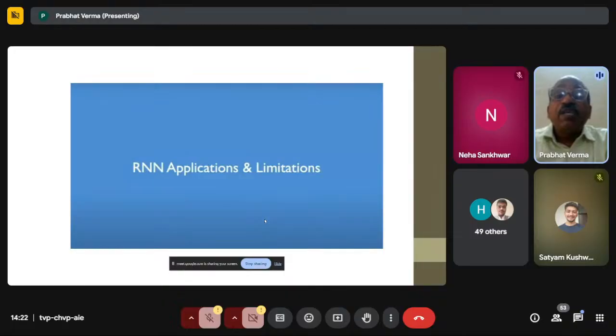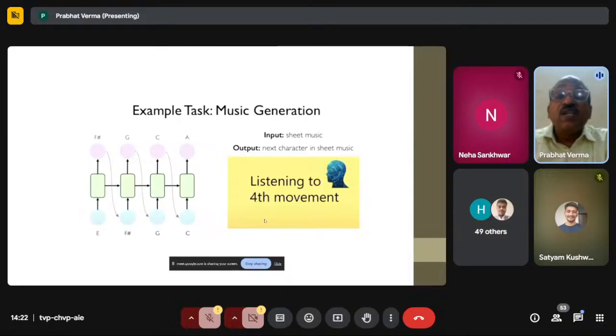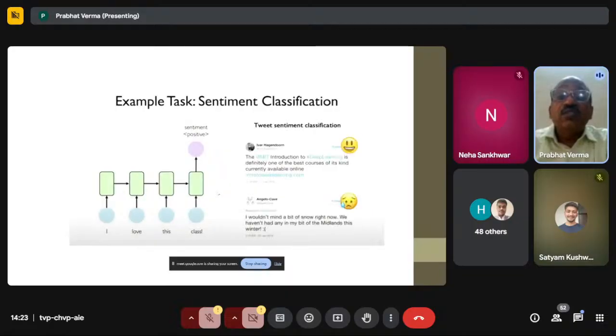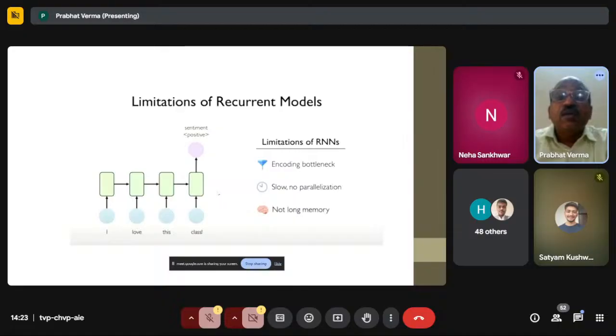Now, RNN applications and limitations. We have already discussed a few applications. Here we have one application named music generation. The input is the sheet music, and the output is the next character in the sheet music. This is a many-to-many type of task which makes use of the RNN. Then sentiment classification, which we have already discussed: a sequence of words is given and you have to give the tweet sentiment.